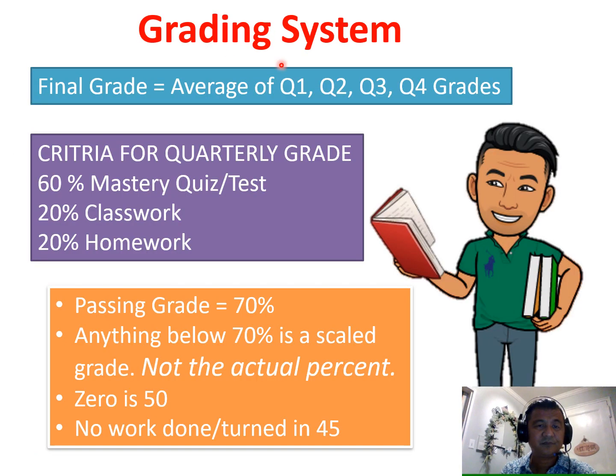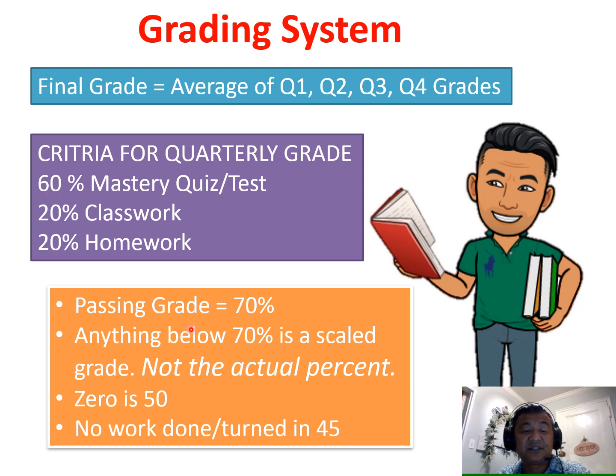Okay? Grading system. There are 4 marking periods in the year. Okay, 1, 2, 3, and 4. For each quarter, 60% of your grade will come from tests and quizzes. 20% will be classwork. And 20% will be homework. So homework is just 20%. You can say, oh, I'm doing my homework every day. Whoa, you only got 20%. You have to show the bigger part of 60% and get higher grades in the test.